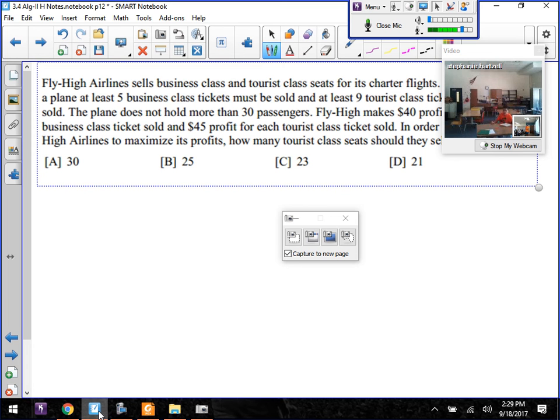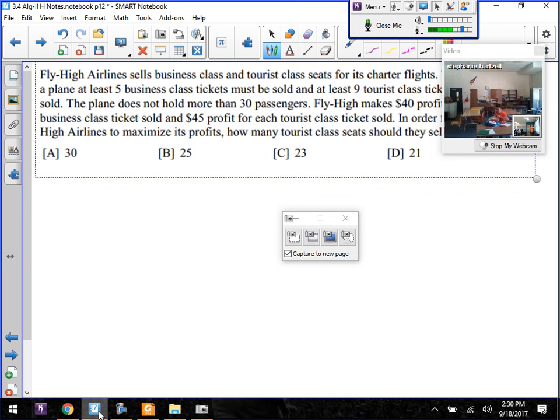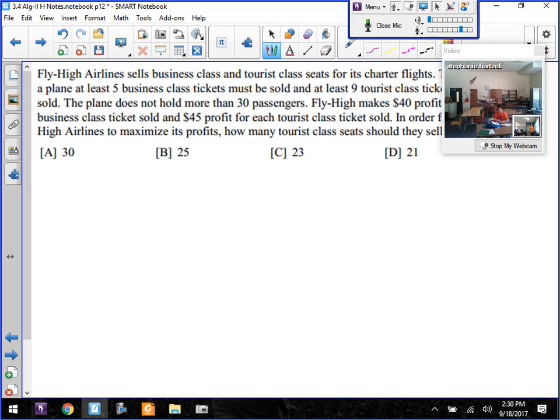So you're still going to be figuring everything else out, but in the end, instead of figuring out the actual profit that you would make, what is the value of the tourist seats? How many of those seats? So you're looking at the ordered pair for one specific part. We set it up the exact same way. What's your objective? Make the most money. Our objective is to maximize profit.